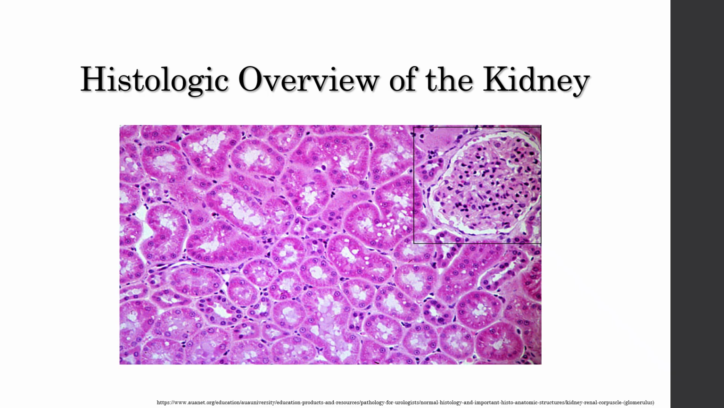At high power, notice proximal tubules with eosinophilic cytoplasm and fuzzy lumens, distal tubules with cleaner lumens, thin basement membranes, minimal background collagen. This appearance becomes your baseline. Everything pathological is compared against this normal. Pathologists often say you diagnose renal disease by what's missing. Loss of tubules, loss of glomeruli, loss of architecture. Those absences matter just as much as what's present.